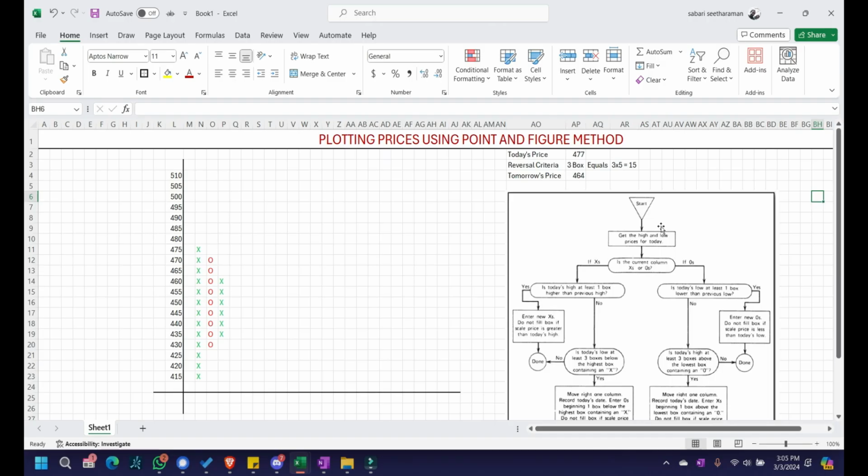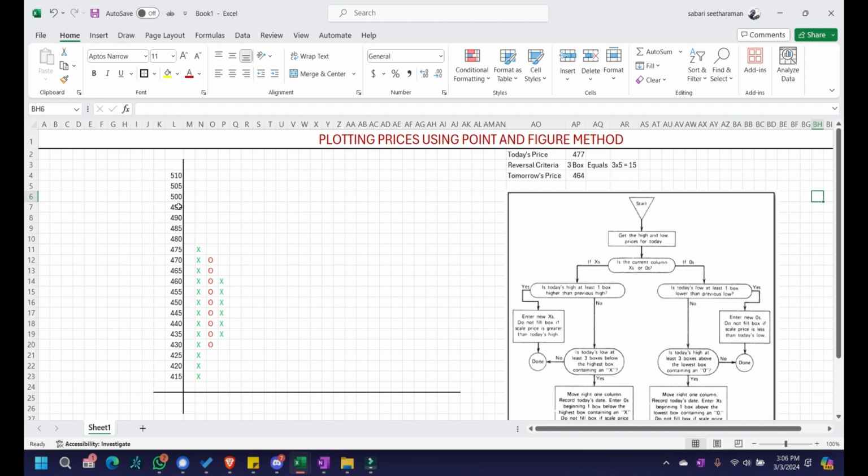Plotting prices using the point and figure method. How point and figure charts are created. We just need to understand the high level structure of how point and figure charts are constructed, not the core crux, because these days we have lots of trading tools, investing.com, tradingview.com. Wherever you go, you can find point and figure charting. But the basic crux I'll explain right now.